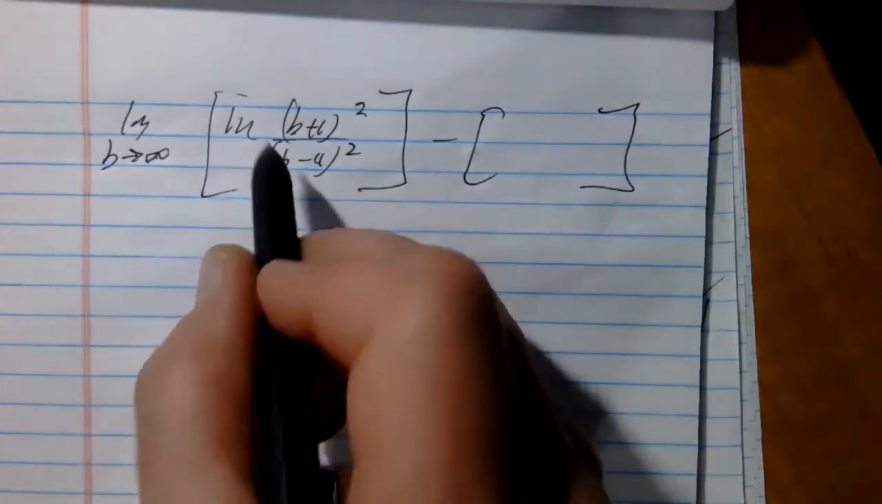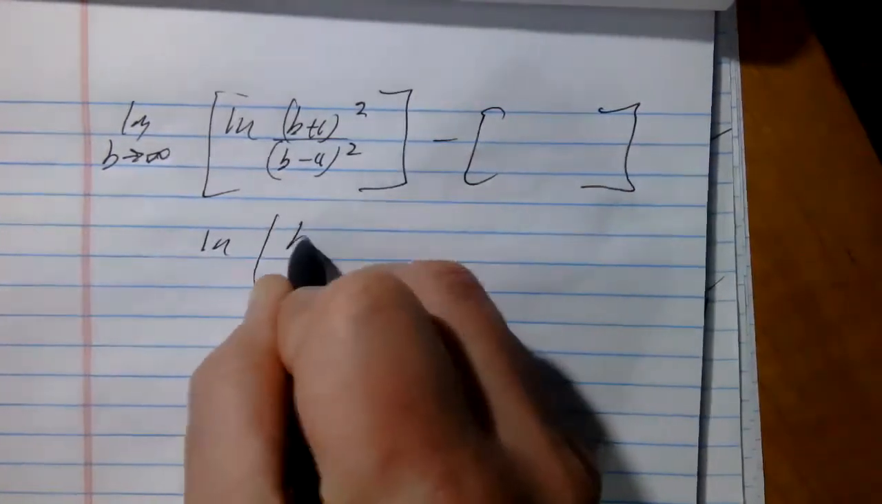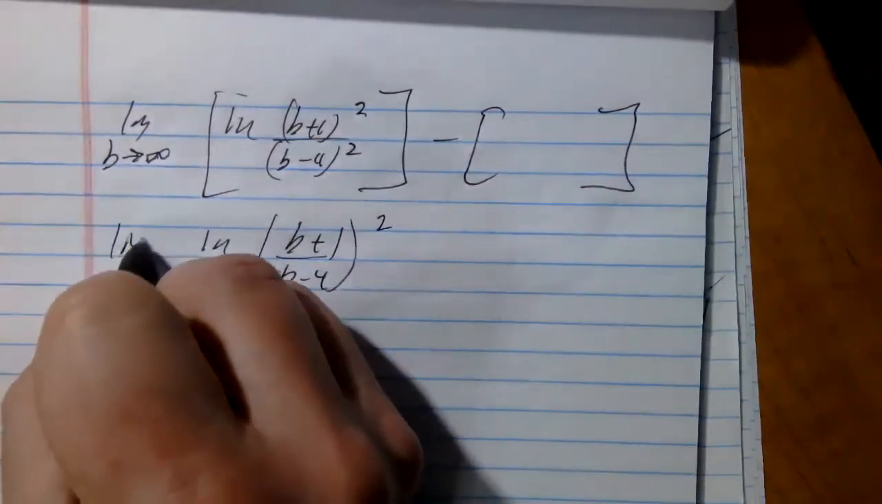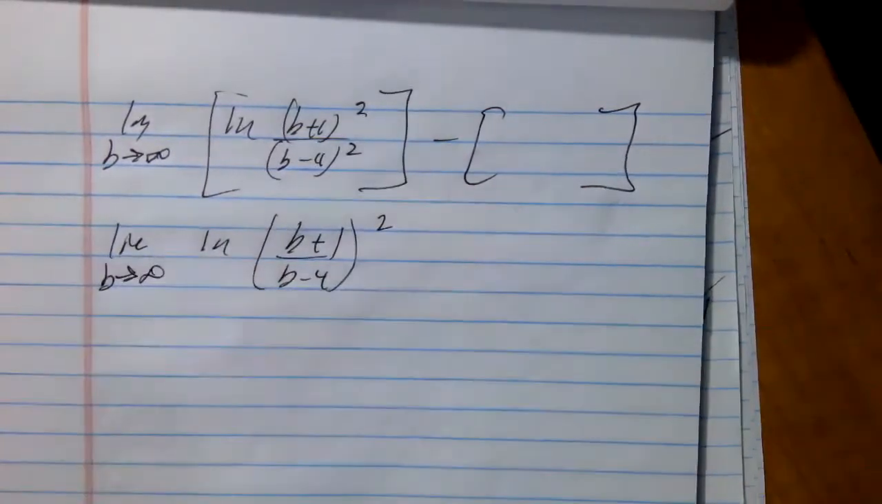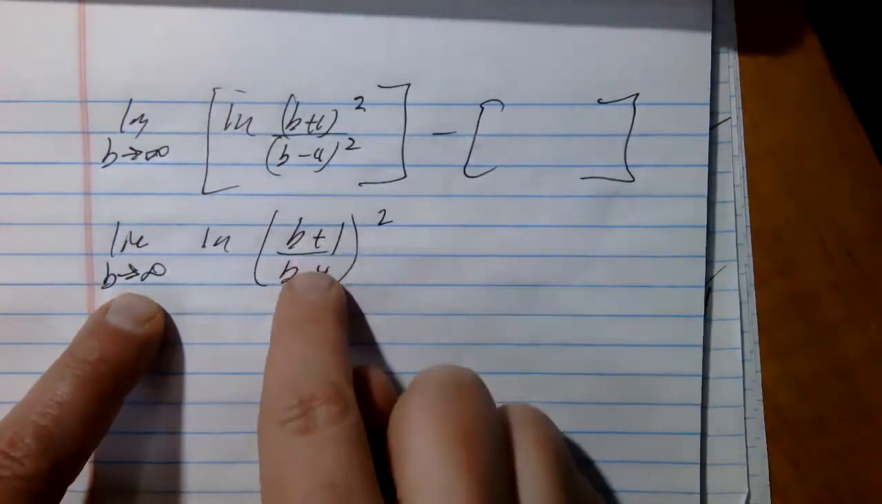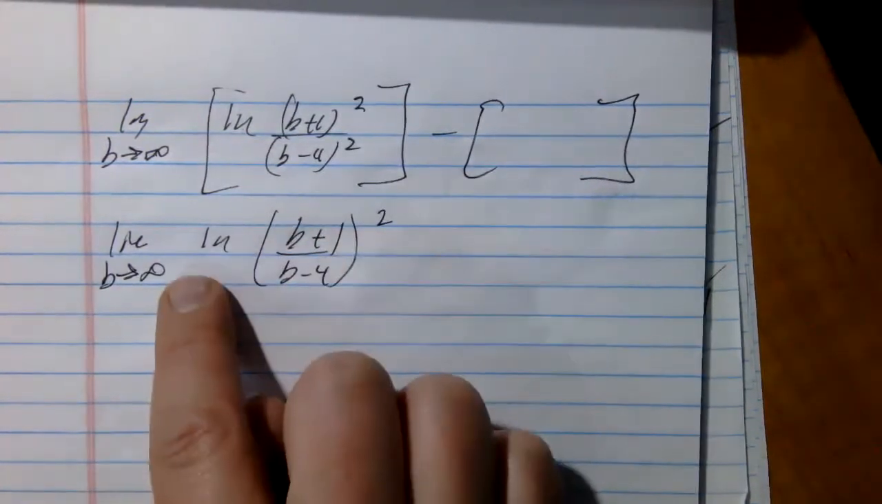And so now the key here is you're taking the natural log of this whole thing. But since this has a square and this has a square, I could think of this as the natural log of one big fraction, (b plus 1) over (b minus 4), squared. And then I want to find the limit as b goes off to infinity. Now, technically, the top is going to infinity, the bottom is going to infinity. So this is like infinity over infinity squared, then take the natural log.